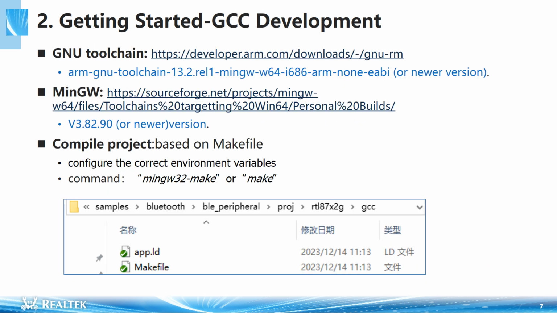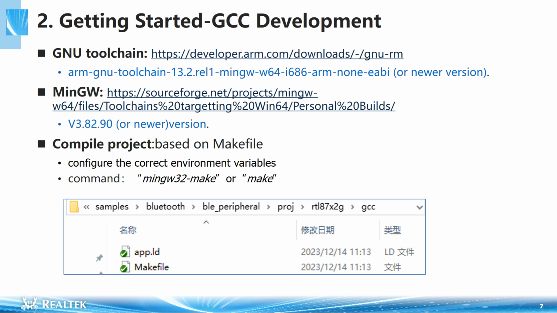1. Applications in the SDK can be compiled and used with the GNU toolchain. So before starting software development, GCC ARM None EABI should be obtained and installed correctly by users themselves. Please visit the URL displayed on the screen for more information. GCC ARM None EABI 10-2020-q4-major-win32, or a newer version, is highly recommended for installation.